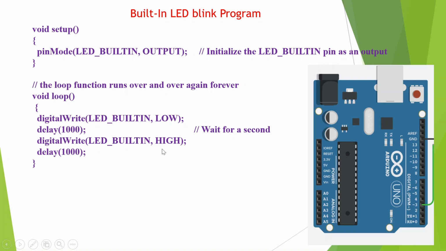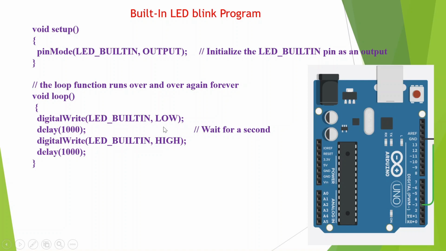are predefined constants. LED_BUILTIN is connected to pin number 13 of your Arduino board, and that is connected to the onboard LED. So first we have to configure this LED_BUILTIN as output, and that is done by using the pinMode function, which is declared inside the void setup. Inside the void loop we have to write the process for blinking.